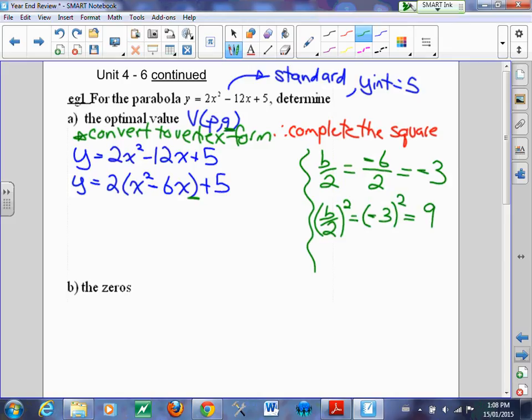That's the number we're going to add and subtract right in here inside the bracket in order to complete the square, which means to get a perfect square here. So I'm going to go y equals 2 bracket x squared minus 6x.